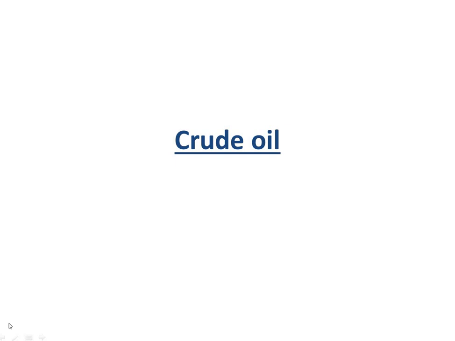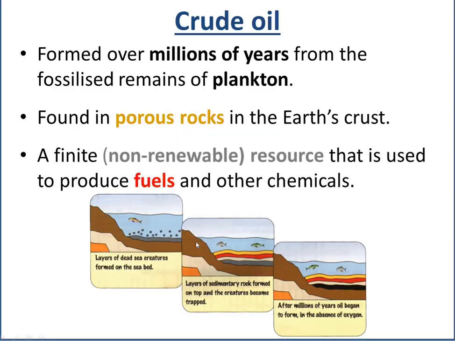Crude oil. So crude oil is formed over millions of years from the fossilised remains of plankton, and it is found in porous rocks in the Earth's crust. So crude oil is a finite, non-renewable resource that is used to produce fuels and other chemicals.